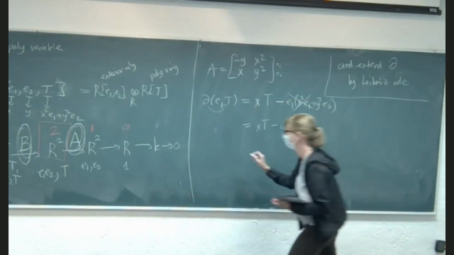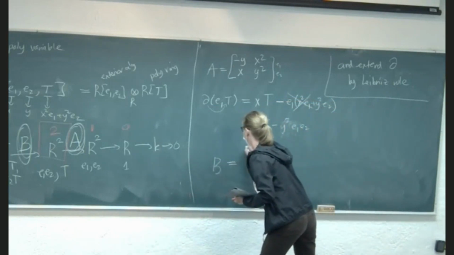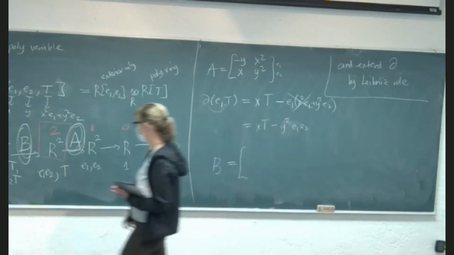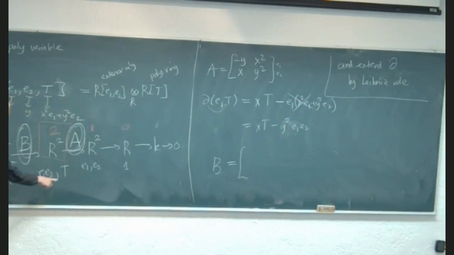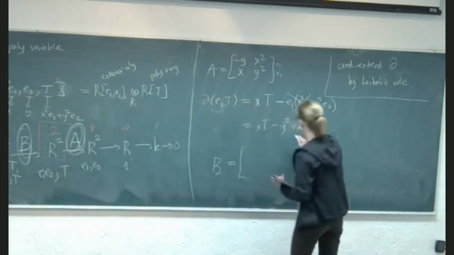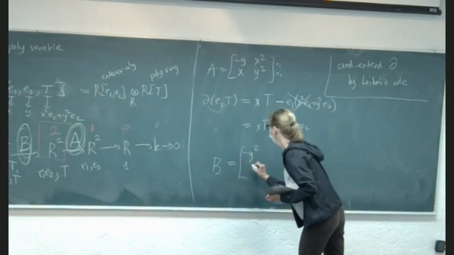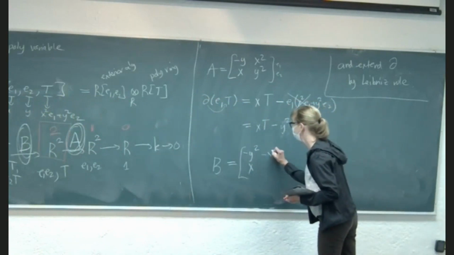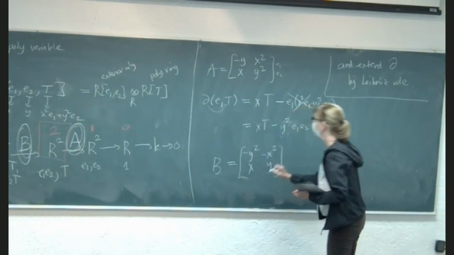Boundary of E2T. So the matrix B, the first column is coming from here. And I wrote it in the order E1, E2, and then T, so let's put the same order. So I have a minus Y squared and X. And the other one will give you minus X squared and Y. So those are the two matrices.